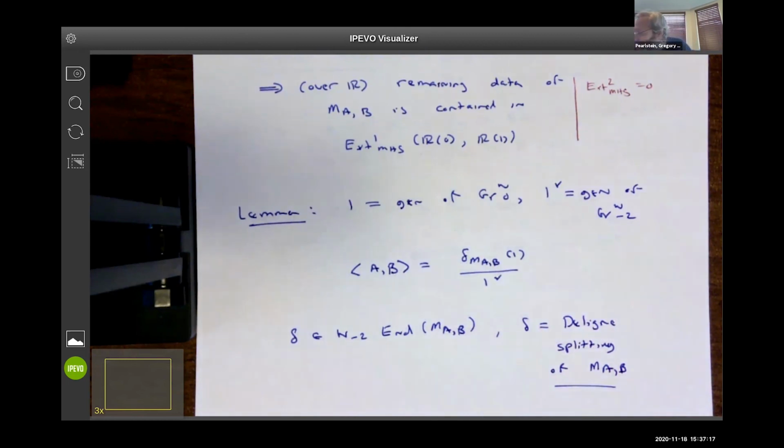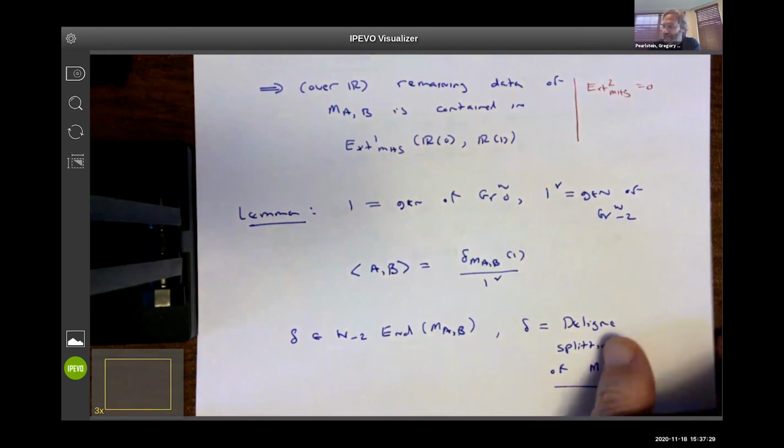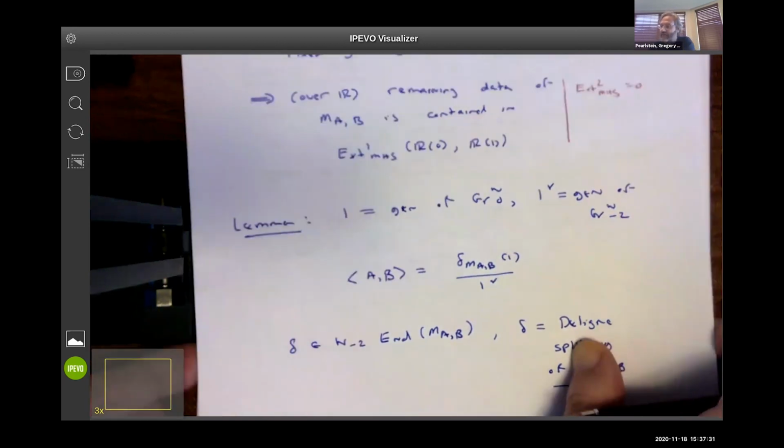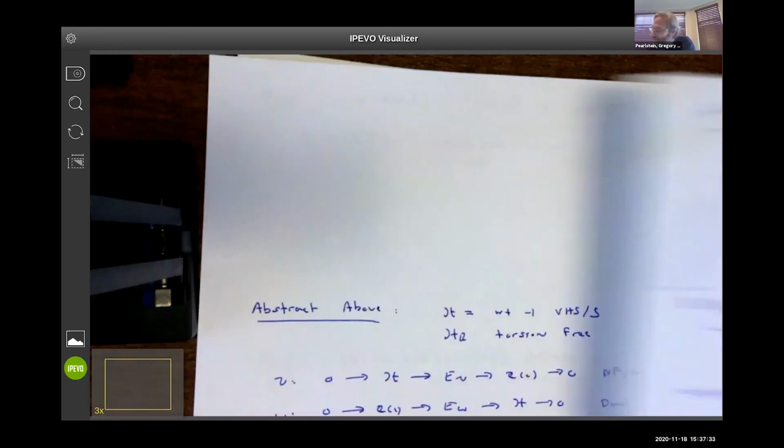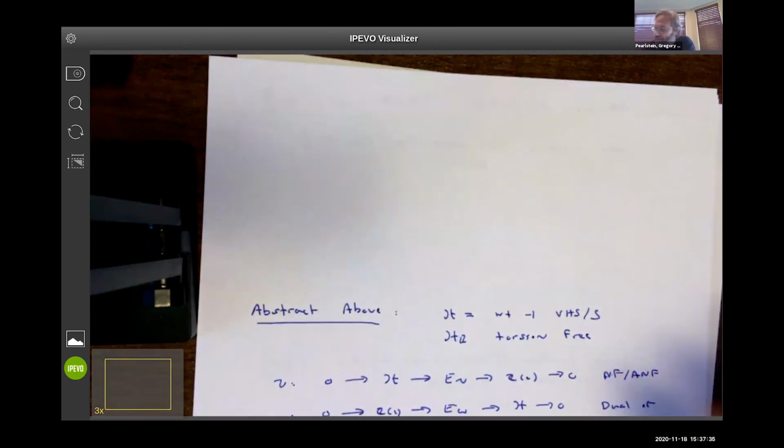So in other words, there's a very natural way of understanding what this height is in terms of a certain splitting of mixed Hodge structures. So far, so good. I'll then go on to the next page.